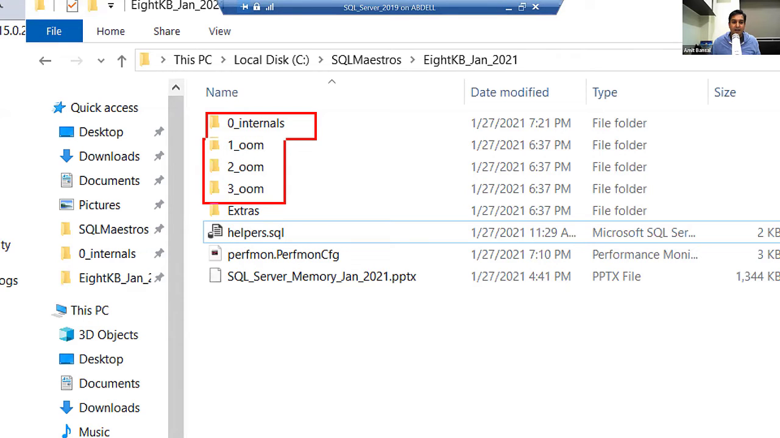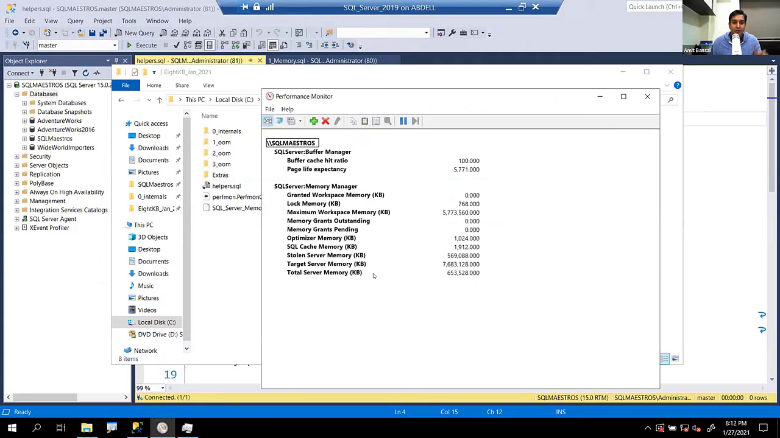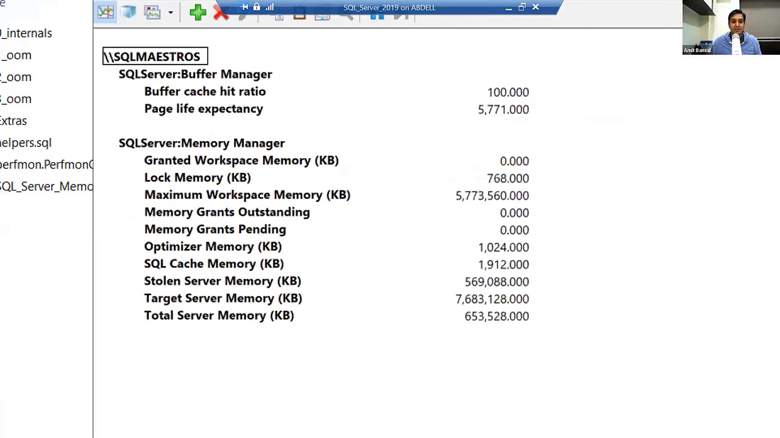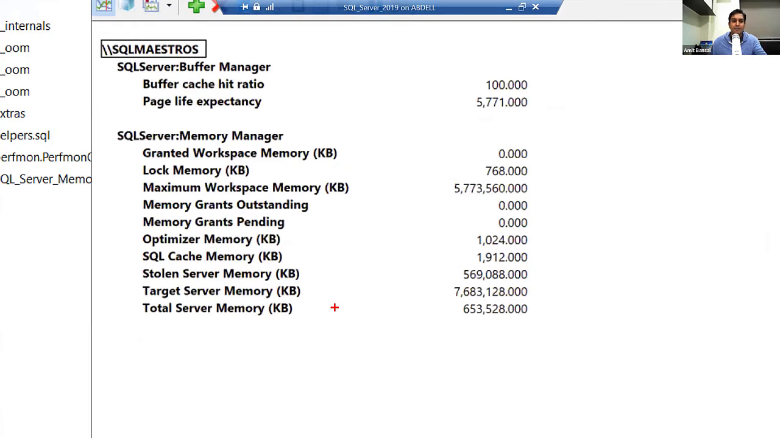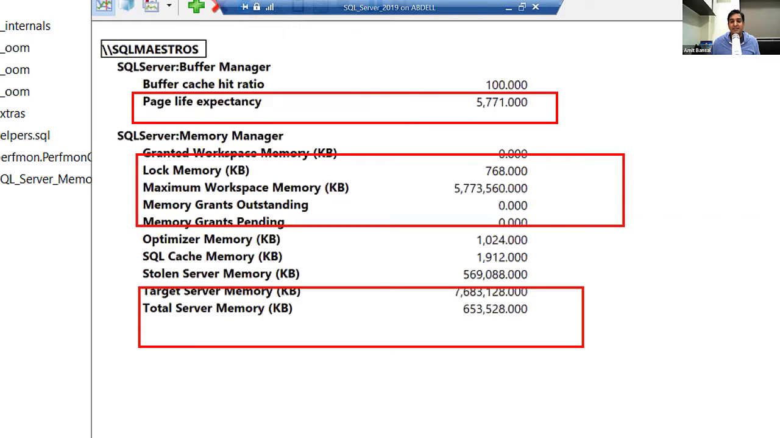Then I'm going to use 3 examples of out of memory exceptions, of which the first and second will really cause an OOM if the demos work. The last one, 3_OM, will not cause one, because that makes my VM unstable for some reason, so I changed that a bit. There is a PerfMon counter already configured with some counters and objects. We will keep coming back to PerfMon and observe total server memory and target server memory. I might occasionally look into the workspace stuff, and we can see page life expectancy, etc.